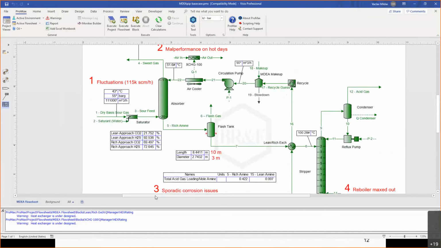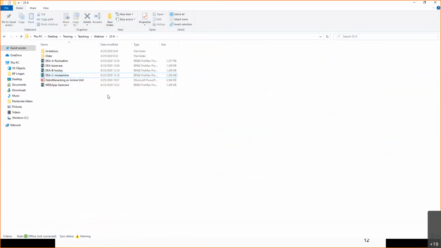Now let's do the same exercise as before for these cases when we have some fluctuations in sour feed or when we have a hot day. So I'm going to save this, and I'm going to copy it 2 times again and do A and B.